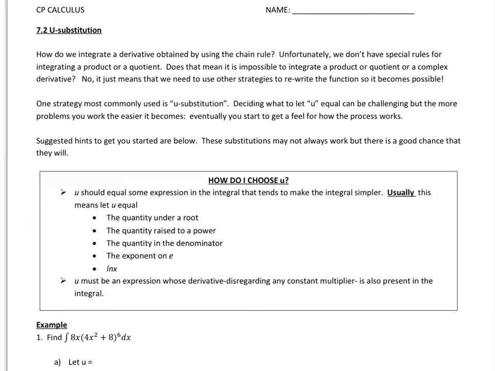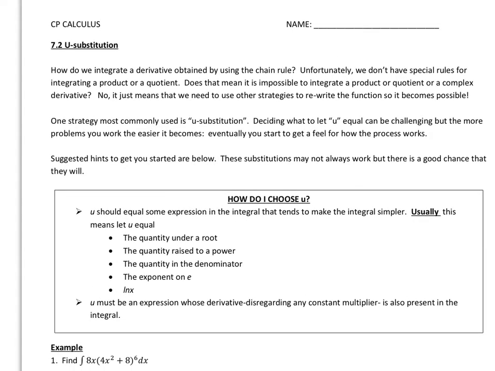So what we have is a situation where we look to do an antiderivative or an integral of something that potentially looks like a chain rule or product and a quotient. And these are a little bit more challenging to actually integrate. So what we can do is use another strategy, and this strategy is known as u-substitution or u-sub.